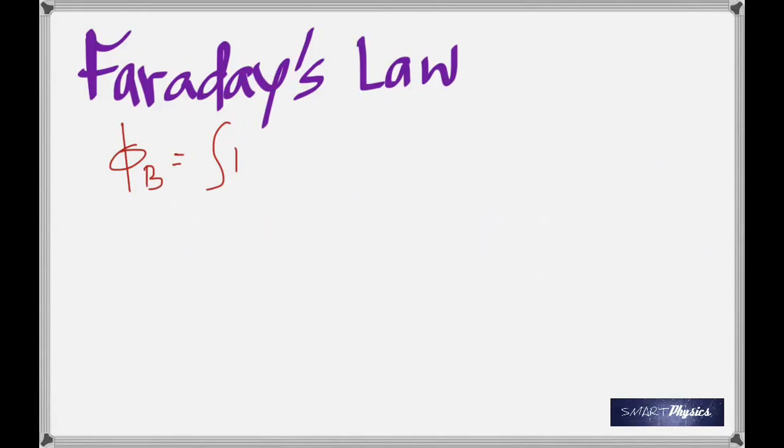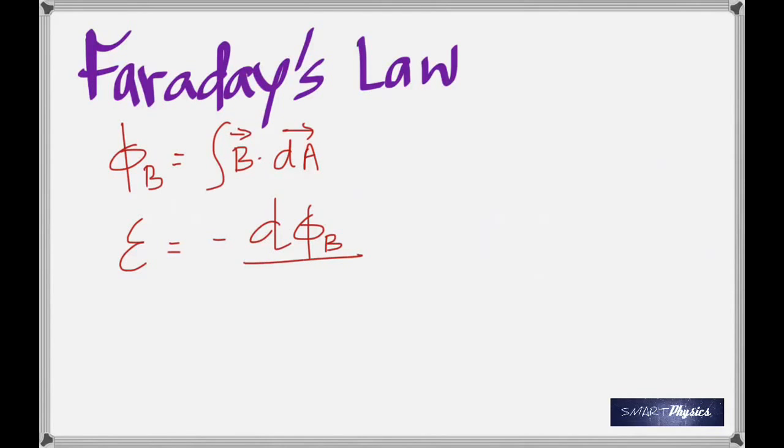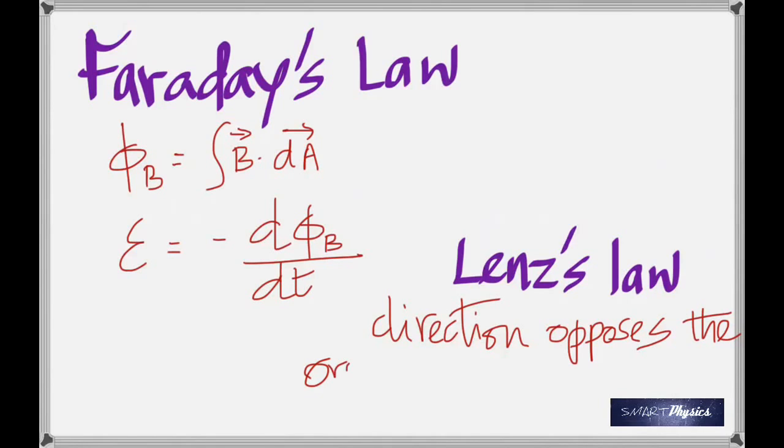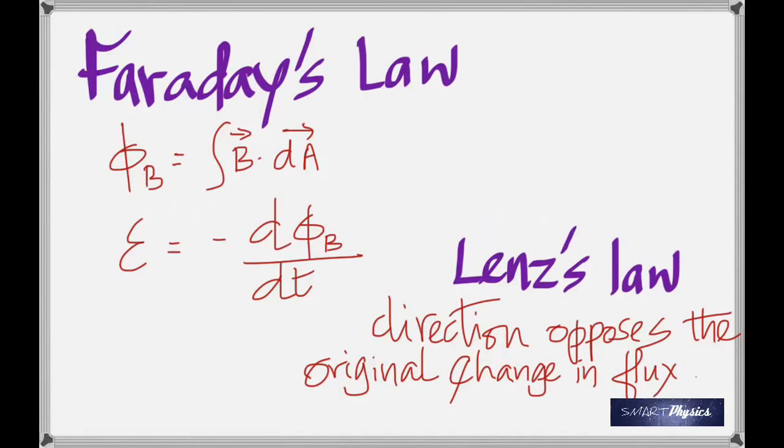But before that, magnetic flux is the integral of B dot dA, where the area is taken as a vector now, but remember that the direction of that vector showing the area will be perpendicular to the surface. And by Faraday's law, E is equal to negative d phi b by dt. Actually, the negative comes in due to Lenz's law, according to which the direction of the induced EMF is always opposite to whatever is producing the change in flux. So the direction of the induced EMF opposes the original change in flux. So when you combine Faraday's and Lenz's law, that's when you get E is negative d phi b by dt.